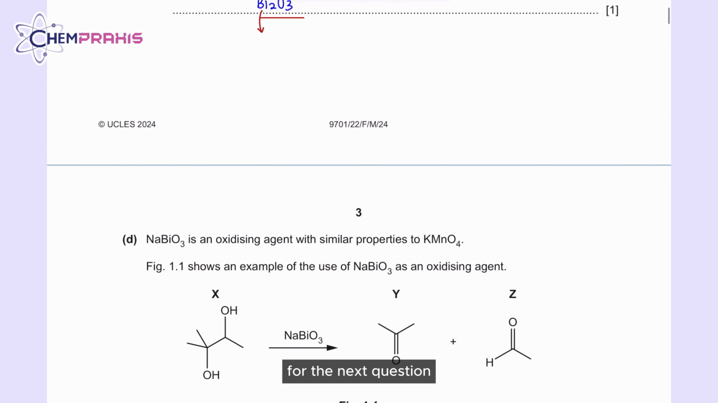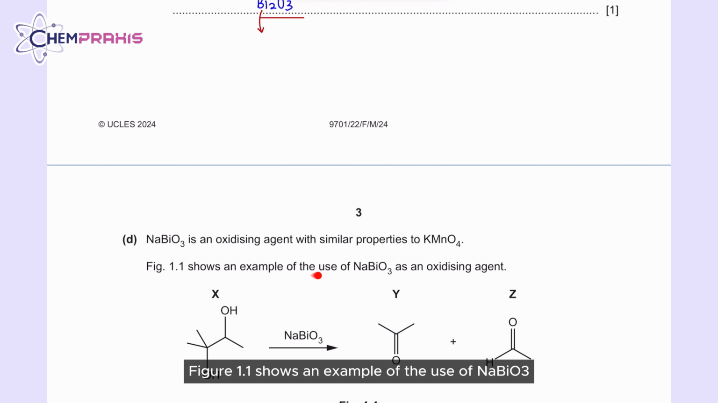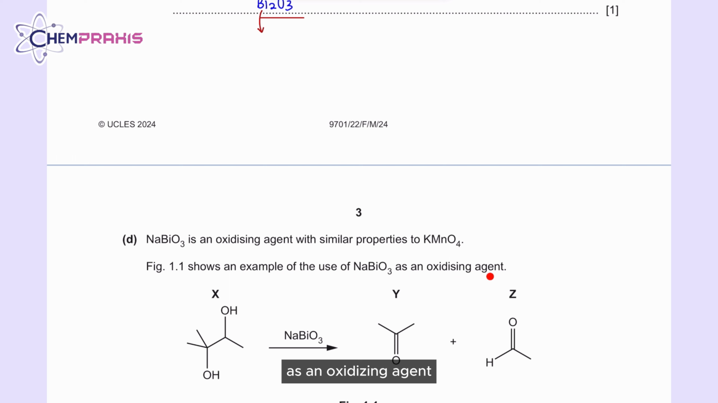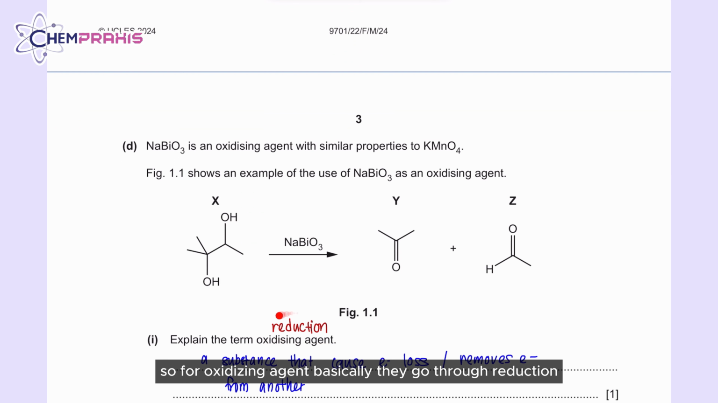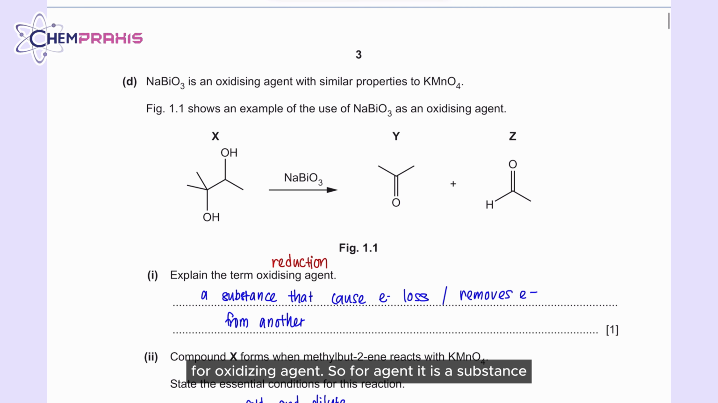For the next question, NaBiO3 is an oxidizing agent with similar properties to KMnO4. Figure 1.1 shows an example of the use of NaBiO3 as an oxidizing agent. For the first question, explain the term oxidizing agent. An oxidizing agent basically goes through reduction, but in this case, we need to highlight the definition. An agent is a substance, and oxidizing means that it causes electron loss, or removes electrons from another.